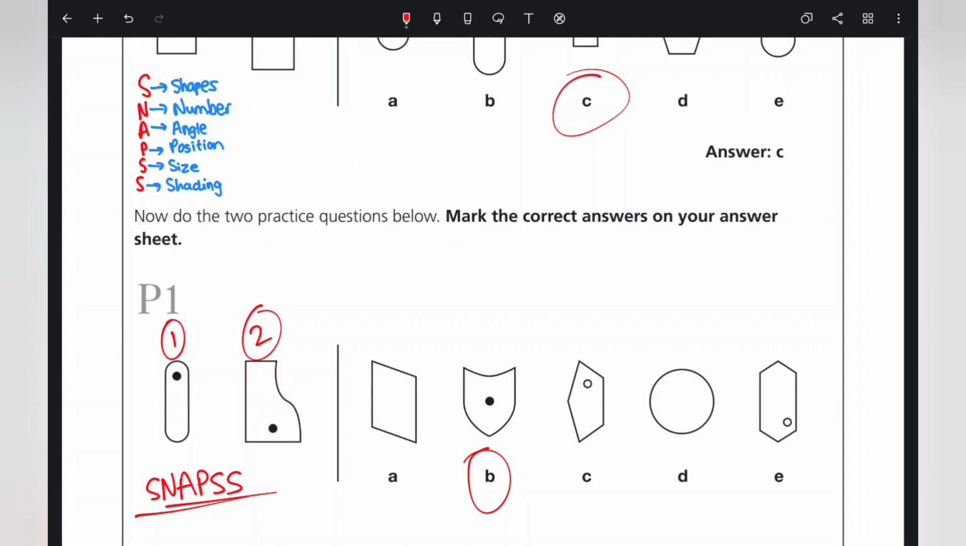If you selected B, that is in fact the correct answer. So well done. And if you got this one wrong, you need to review and look at how you can get the answer correct next time by using SNAPS. Use cancelling out, look at the shape, look at the number: number of sides, number of dots, etc. Look at the angle, look at the position, look at the size, and look at the shading. Go through these criteria using a step-by-step procedure, and that should help you narrow down your options.